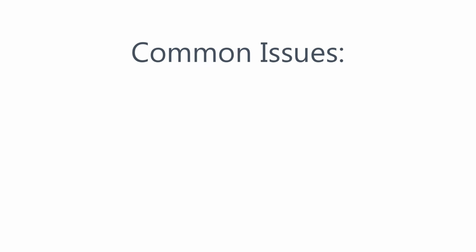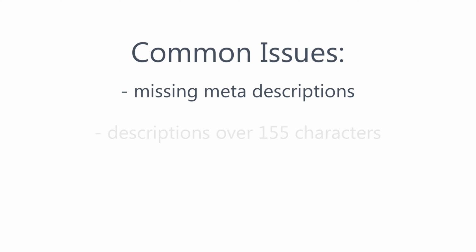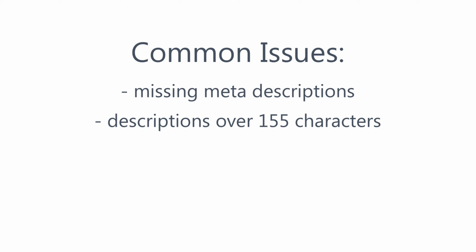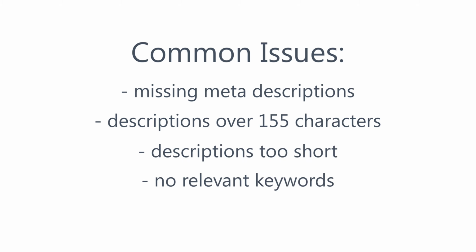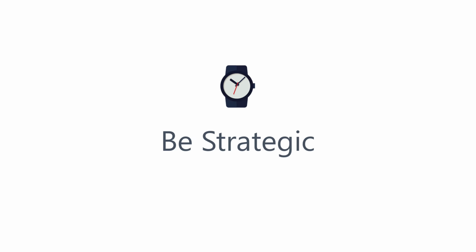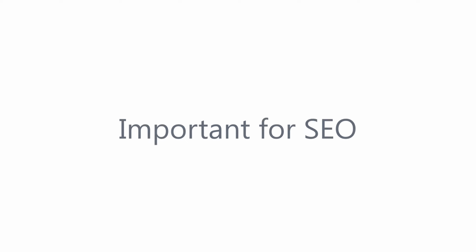Some of the common meta description issues that you may find during an SEO audit are missing meta descriptions, descriptions that are too long that Google ends up truncating. This typically happens if they are over 155 characters. Meta descriptions that are too short, meta descriptions without any relevant primary or secondary keywords, and irrelevant meta descriptions with poor click-through rates. So here's another area where we recommend taking a few seconds and being more strategic in your approach. Meta descriptions are important for SEO and allow you to add even more keywords, primary and secondary.